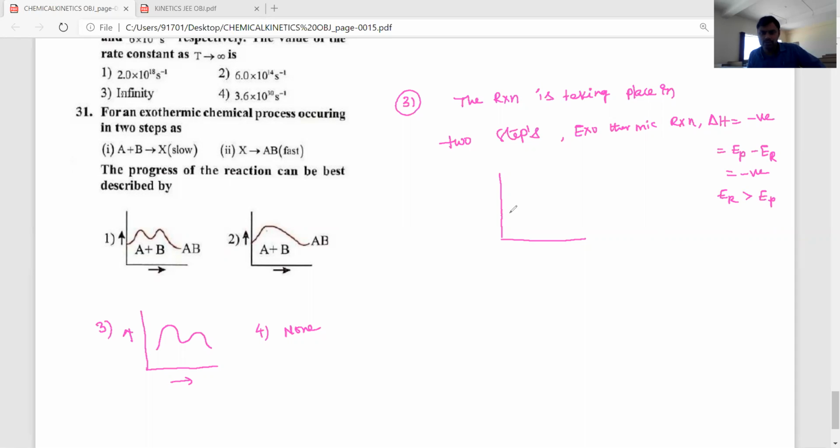So we have to choose. This is the correct graph. Here, this is the energy of products. This is product, this is reactants, A plus B. Here reactants energy is more when compared to products, and this is activation energy. This is intermediate.